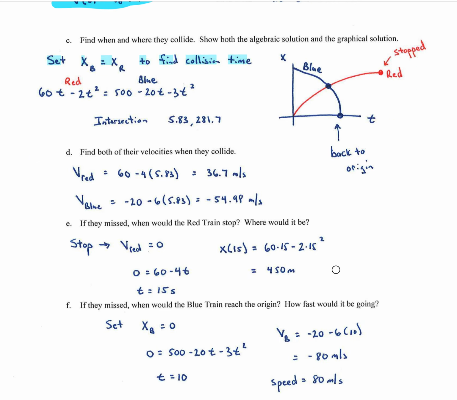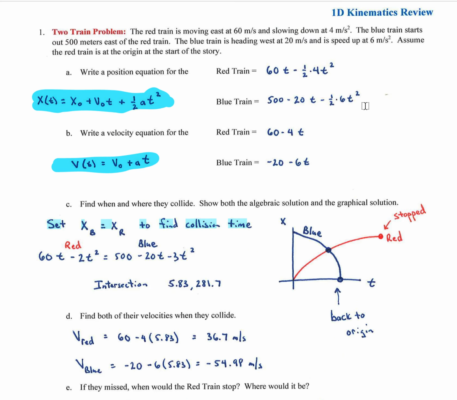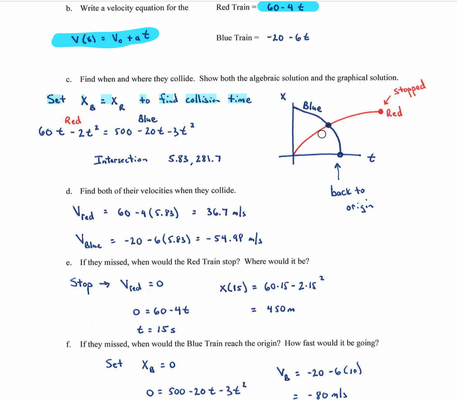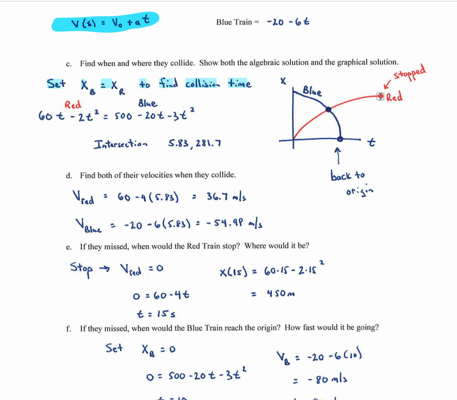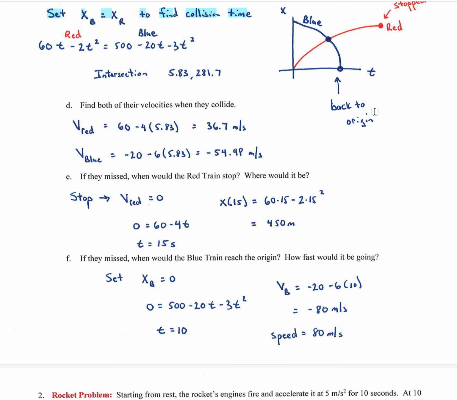If they missed, where would the red stop? Stopping means we want the velocity to be 0. We can figure out that it's at 15 seconds. Then if we want to know where it's located when it stops, we just plug 15 into the position equation. We have a velocity equation and a position equation, so I can tell you where that thing is located and how fast it's moving at any point in time. Graphically, it's right here where that horizontal tangent is.